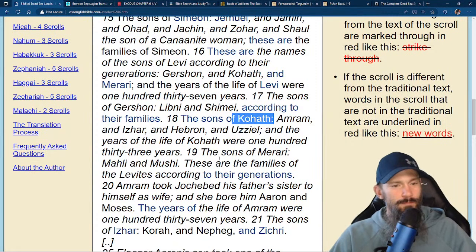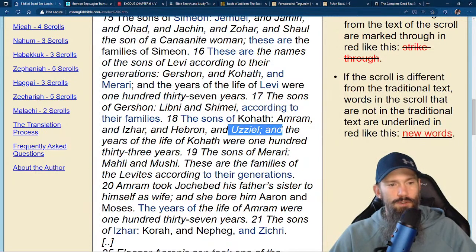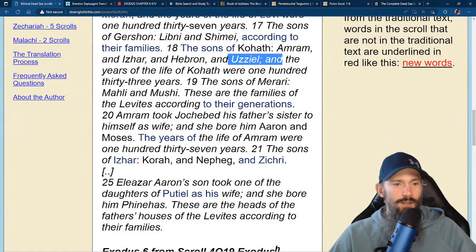Yeah, I know it is. Sons of Merari. Let's see. Sons of Kohath: Amram, Ishar, Hebron, Uzziel. The years of the life of Kohath were 133 years. Sons of Merari: Mali and Mushi. These are the families of the Levites according to their generations. Amram took Jochebed, his father's sister, to himself as wife, and she bore him Aaron and Moses. The years of the life of Amram were 137 years.